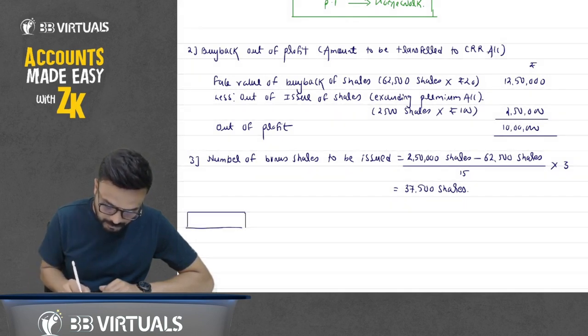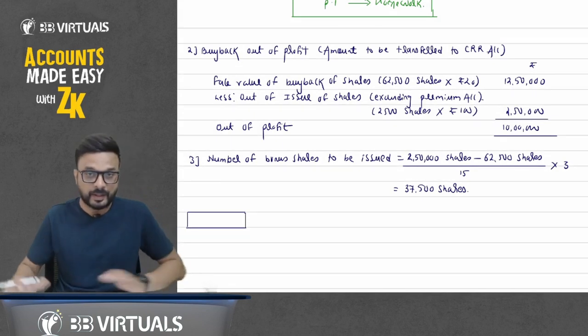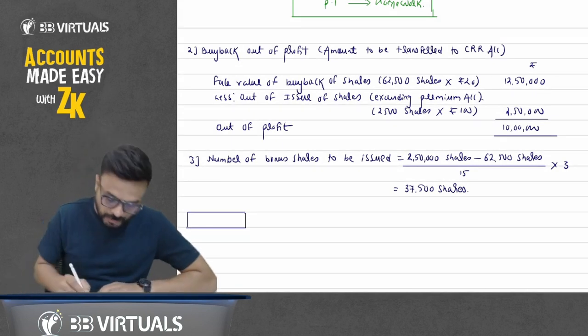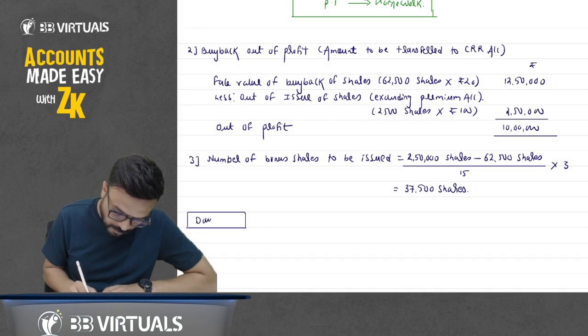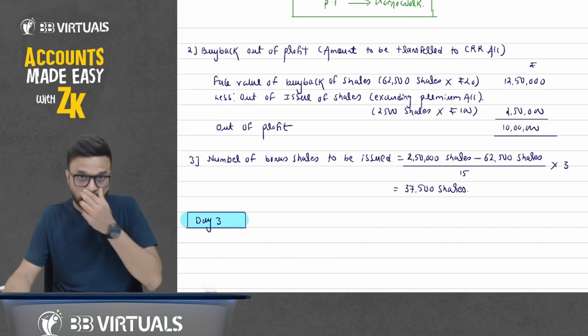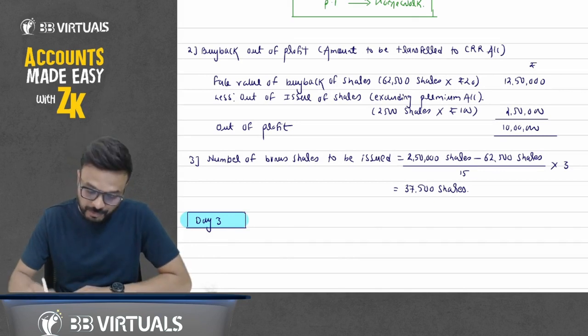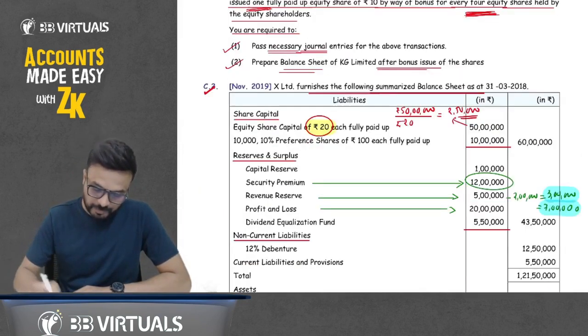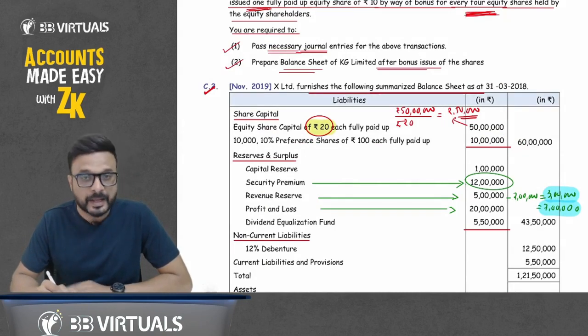I'm writing this for my reference, okay? Day 1, day 2, day 3. Today is day 3. Now we will prepare the balance sheet of this X Limited. We have already passed the journal entries in the previous session.